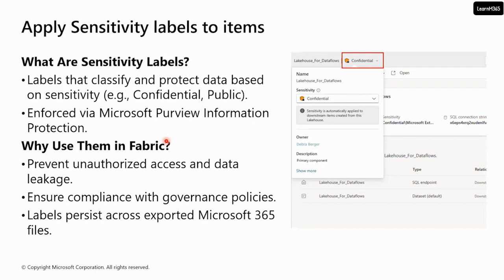It is enforced via Microsoft Purview's information protection. And why do we use them in Fabric? If you want to prevent any unauthorized access and data leakage, then we can use it. If you want to ensure compliance with governance policies, for that purpose we can use it. It's a kind of label which will persist across exported Microsoft 365 files. So if I'm declaring any sensitivity label for any of my items, I say it is confidential, which means it's confidential data which should not be included in any of the reports or any of the things which are shared with all the people. That is basically how we can apply the sensitivity labels to the item.